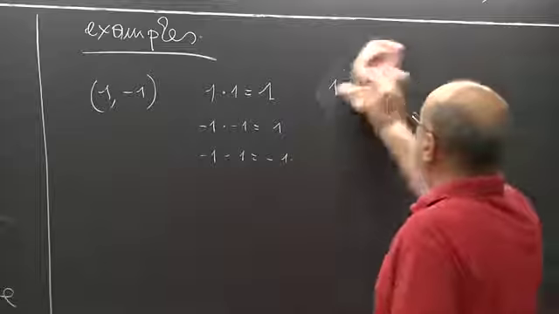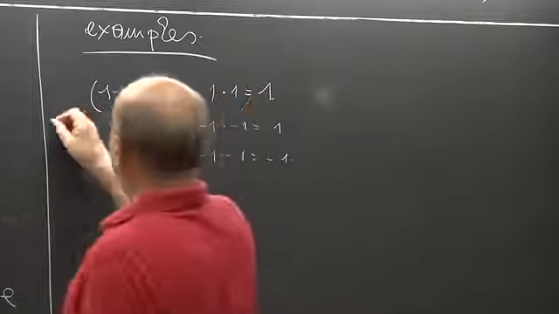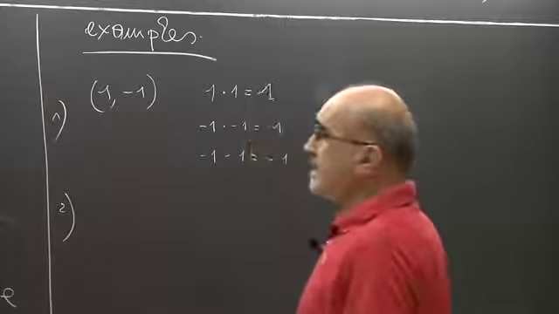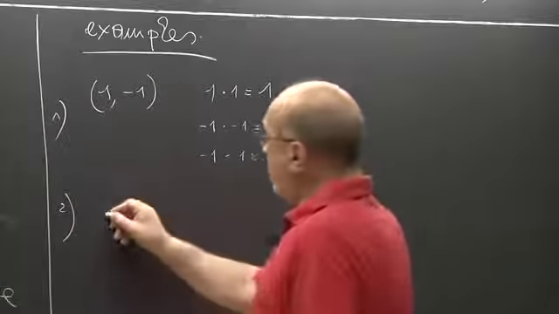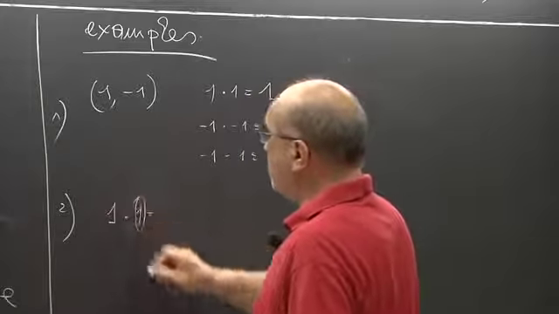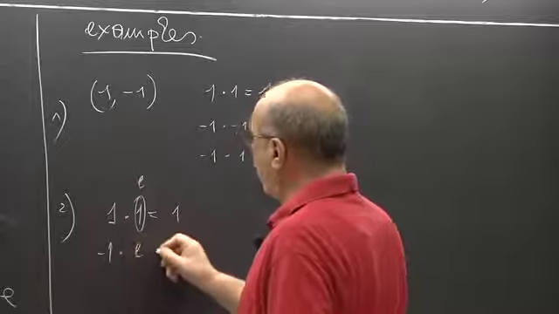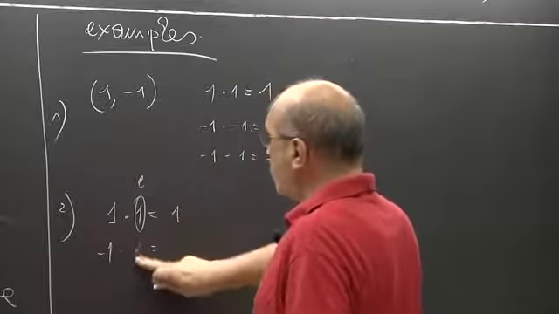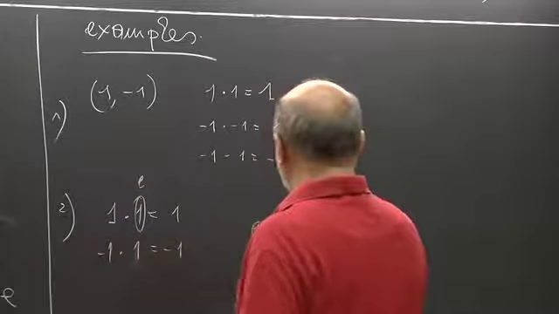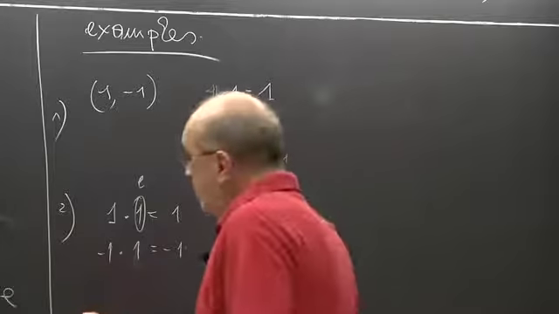So let's see, we have not finished. The first property is done. Second property, does there exist an element that is the identity? Well, 1 times 1 gives me 1, so this seems to be the identity, but let's try with minus 1. Minus 1 times 1 gives me minus 1, so the identity is 1. So we have identified there is an identity element in this group.